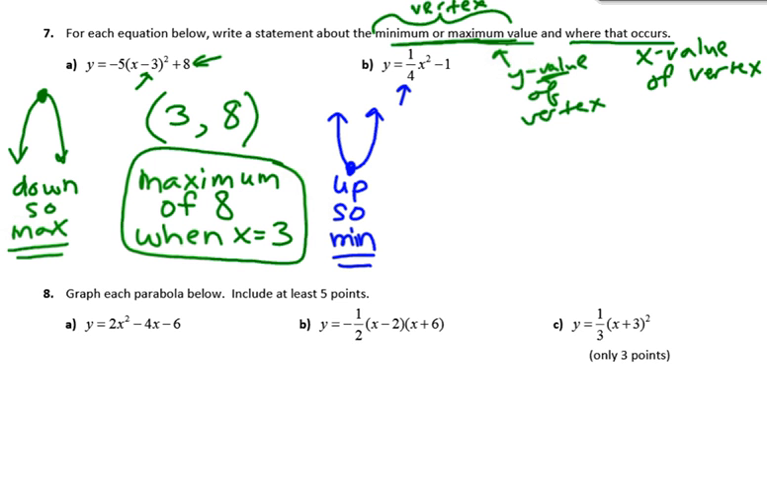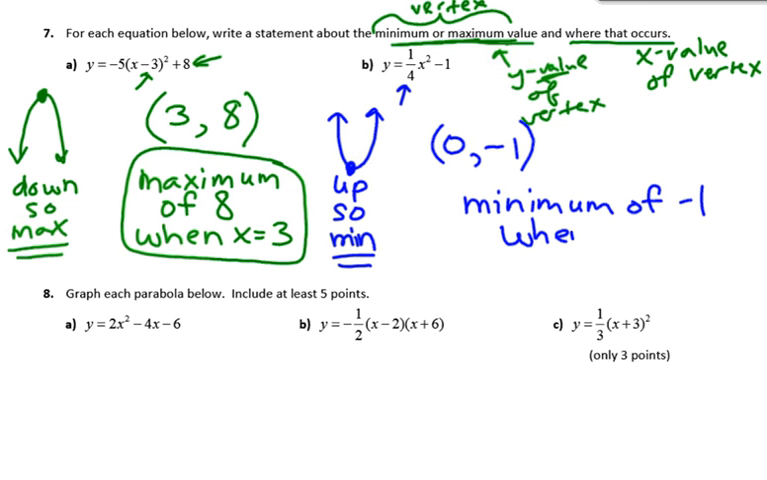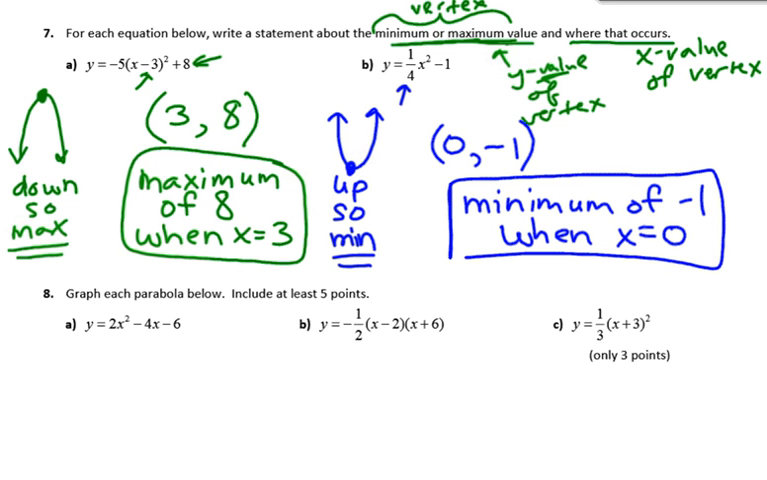Now, if you see, part B is actually in vertex form, because that x right there in parentheses has nothing subtracting from it, so that means that the x value of the vertex is just going to be 0, and then the y value is that k, which is negative 1. So that is my vertex, so that means that I have a minimum of the y value, which is negative 1. When does that happen? When x equals 0. So that is my statement.